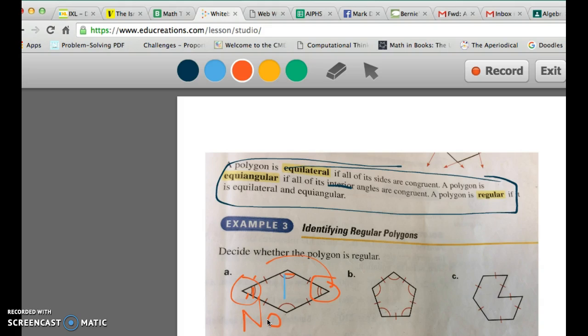This one, skipping ahead, this one's obviously not regular. The sides are all congruent, but the angles change. This one has one angle here that's like 280 degrees. So all the angles are not congruent. This is certainly not regular. This one in the middle is our only regular one. 5 sides, all equal. 5 angles, all equal. So B is regular.